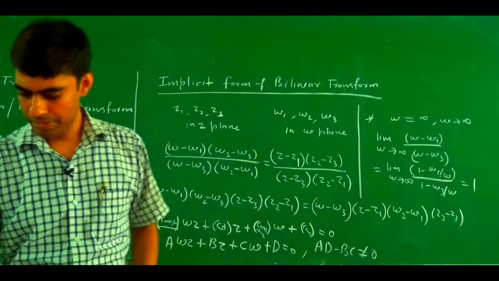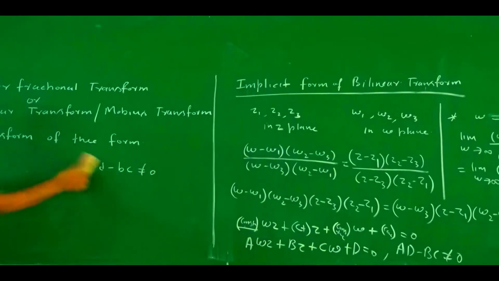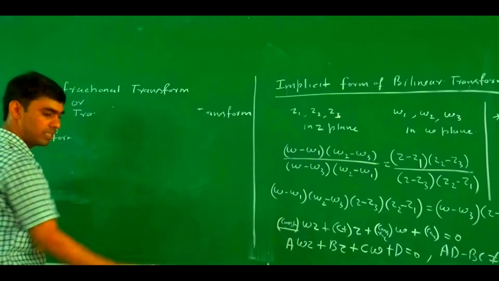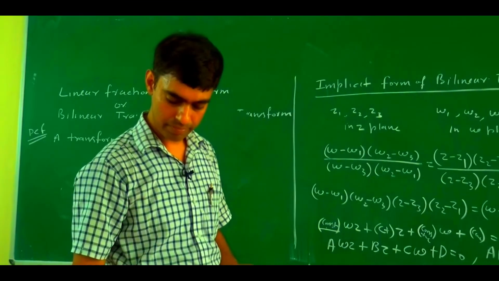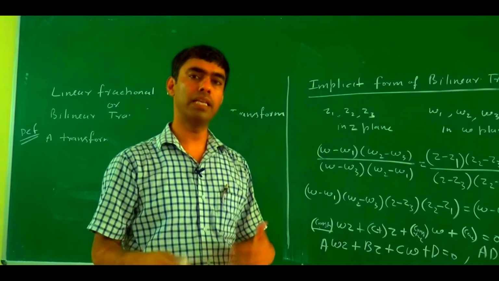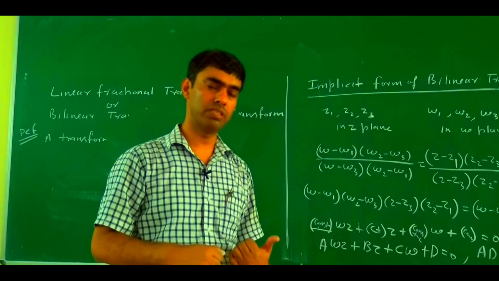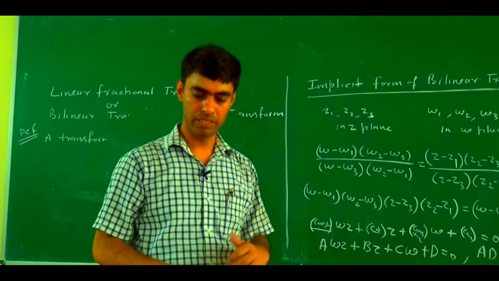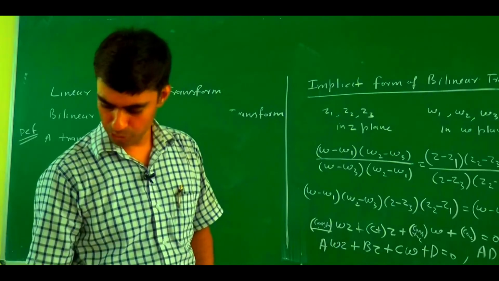So now we solve a numerical example. In general, there are two types of numerical examples. One is to find a bilinear transform. The second one is, if a mapping or bilinear transform is given, then find the image corresponding to the z plane in the w plane. So there are two types of questions, and now we solve these two types.